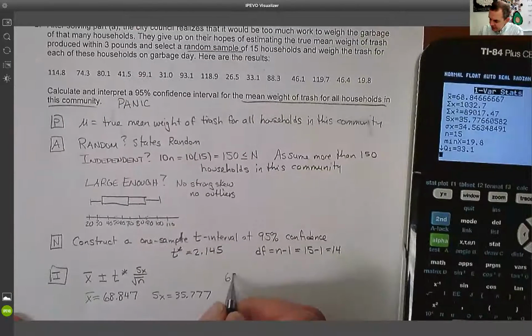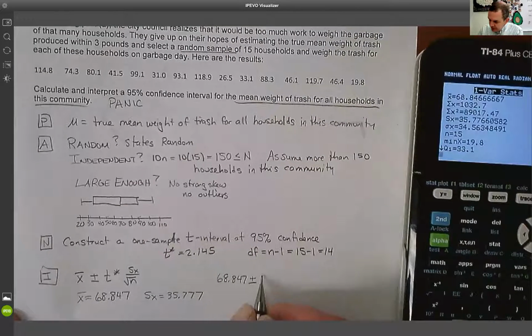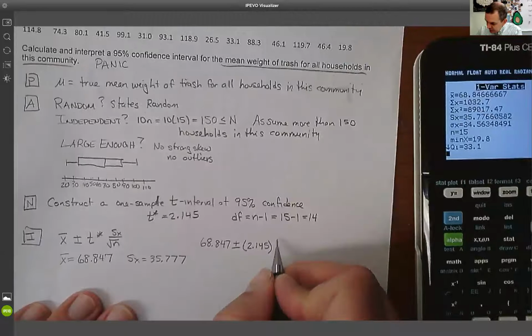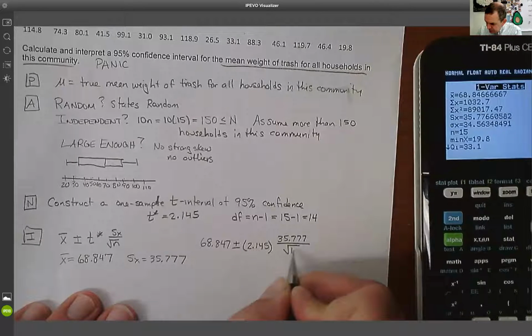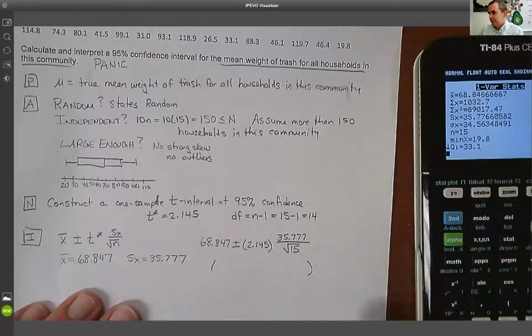So now I can go ahead and plug in the numbers. I can say 68.847 plus or minus that T star value of 2.145 times standard deviation 35.777 divided by the square root of 15. And now I'm going to pick up my calculator to get the interval.